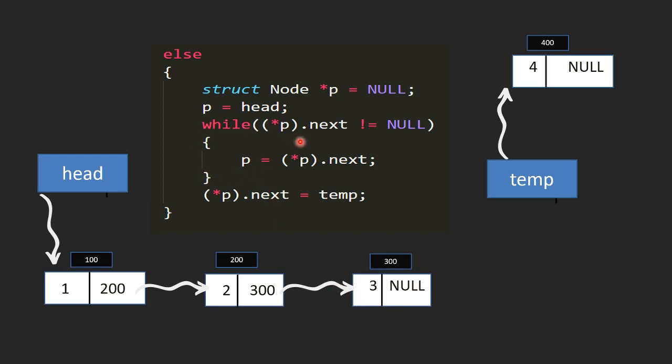Now again the while loop will run. It will check whether *p.next is null or not. In this case it is null. That means this condition is not satisfied. Hence it will come out of the loop.